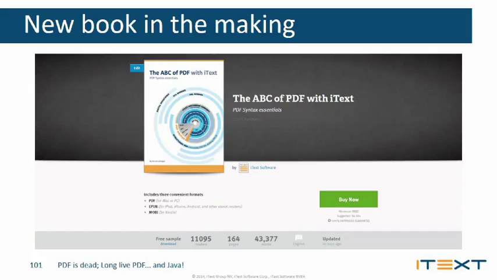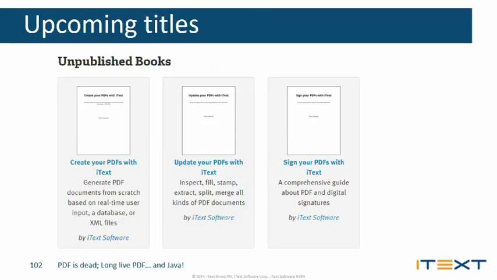I told you that the ISO 32000-2 will be 1,200 pages, and here I try to explain PDF using simple, step-by-step examples. There are some upcoming titles. Create Your PDFs with iText is the next one I'll make, and that will explain the high-level objects. The ABC of PDF uses iText, but is more about PDF than about iText.